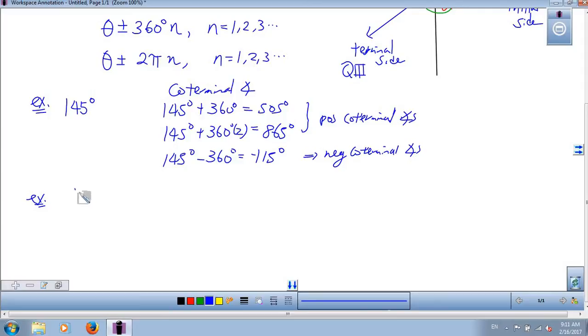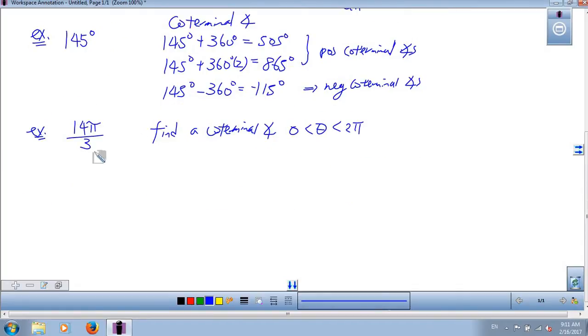Let's say we have 14 pi over 3, and we want to find a coterminal angle that's between 0 and 2 pi. So that means I don't just want to find any coterminal angle. I want to find a coterminal angle that's between 0 and 2 pi, or between 0 and 360 degrees. Okay, in the first quadrant, in the first revolution. So first of all, I have to ask myself, is 14 pi over 3 greater than 2 pi? Let's think. 14 divided by 3. So 14 pi over 3, is that greater than 2 pi or less than 2 pi? Well, I think 14 divided by 3 is more than 2, right?